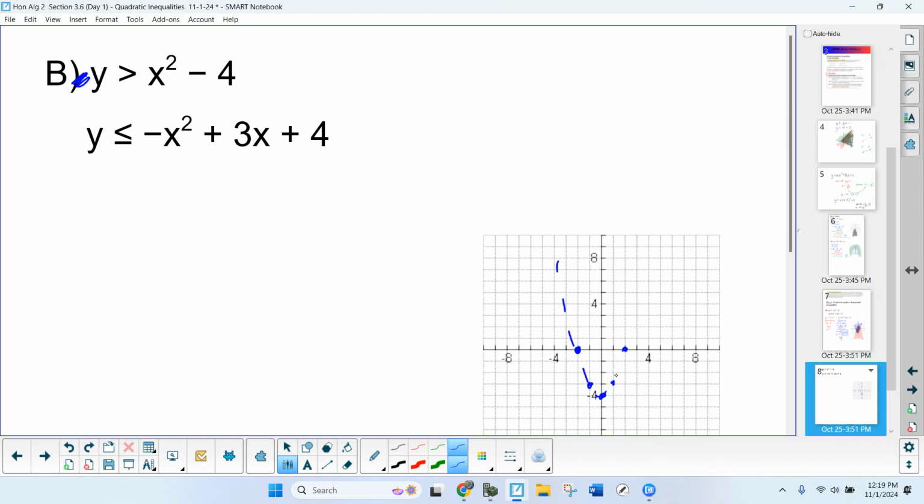Dashed. And which way would this one shade if it's greater than? Up. Okay. So this one, I'm just going to put little arrows. That might be confusing, but we'll see how this works. Okay? That way.